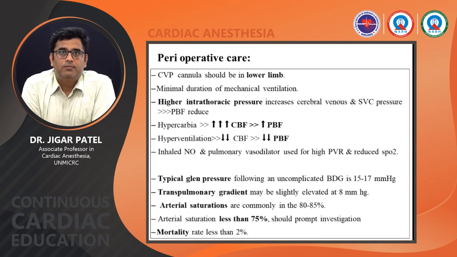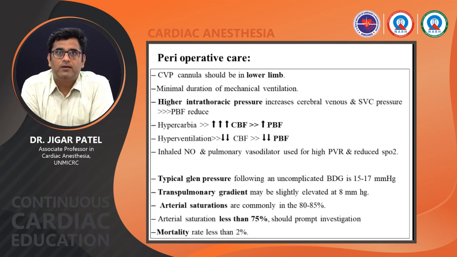And cerebral autoregulation and pulmonary blood flow autoregulation work in different ways. If there is hypercarbia, it will increase cerebral blood flow, but hypercarbia causes pulmonary vasoconstriction. But cerebral blood flow is an obligatory flow to the pulmonary circulation, so the ultimate effect is an increase in pulmonary blood flow. Similarly, hyperventilation leads to decrease in cerebral blood flow, and it will further decrease pulmonary blood flow. So we have to avoid hyperventilation and hypoventilation post-operatively.